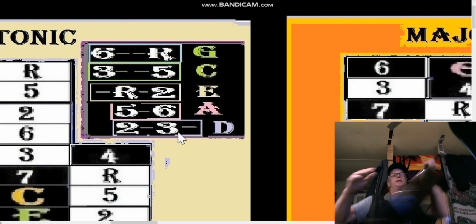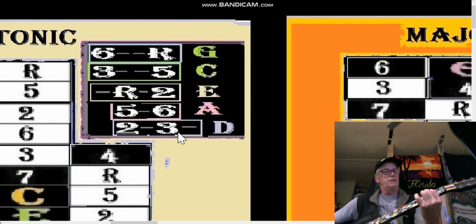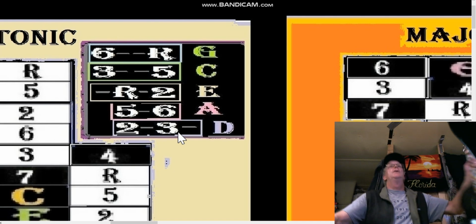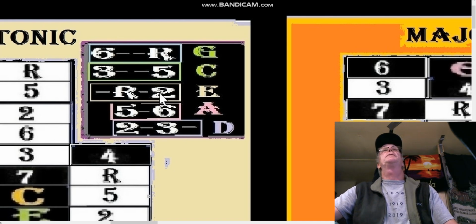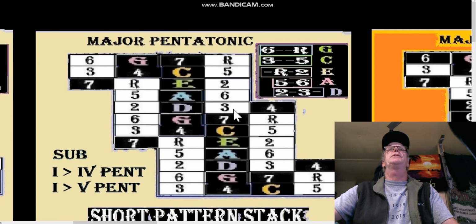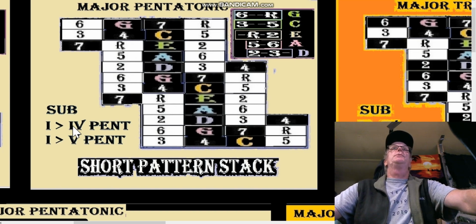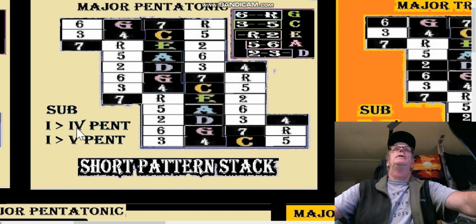So when we chart a D pentatonic, here's 2, 3, like that. 2, 3, 5, 6, root, 2, 3, 5, 6, root, 2, 3. Okay? So that's how the short pattern works there. The pentatonics are still pretty much an easy zone, except for one thing. When we want to go to the fourth or the fifth, we're going to substitute the fourth pentatonic and the fifth pentatonic, but not the diatonic.